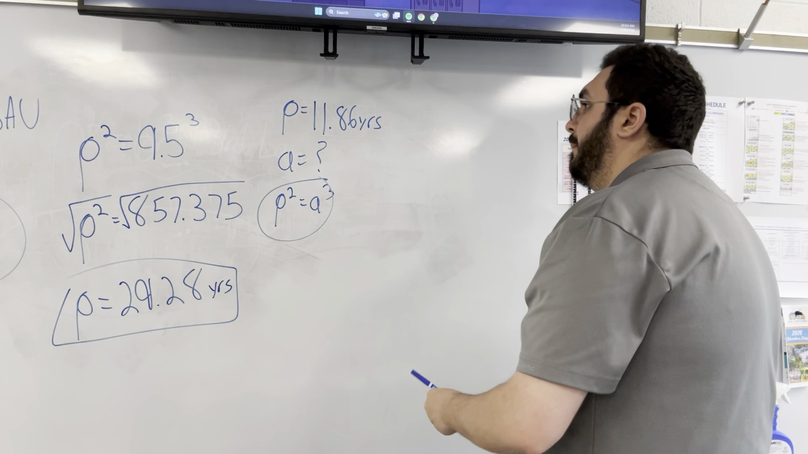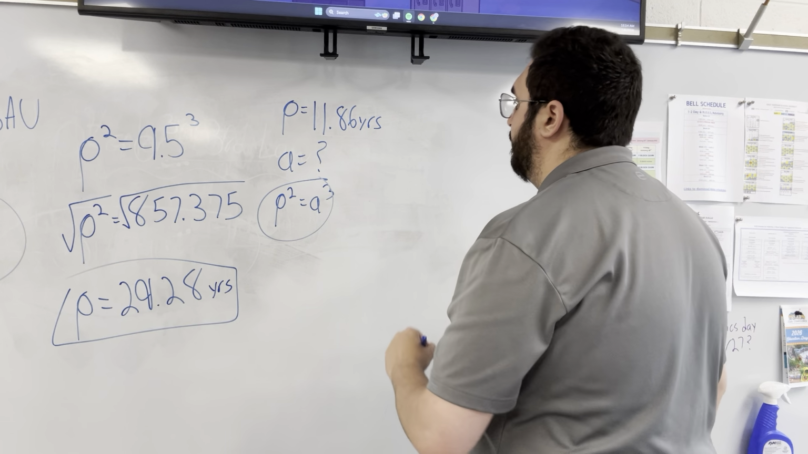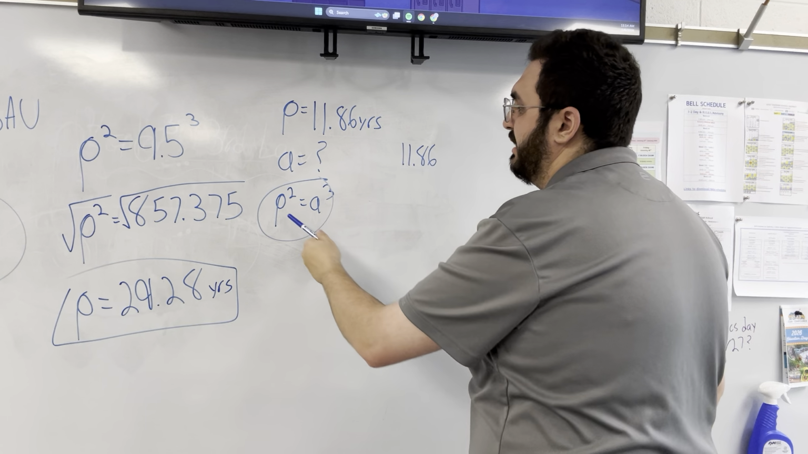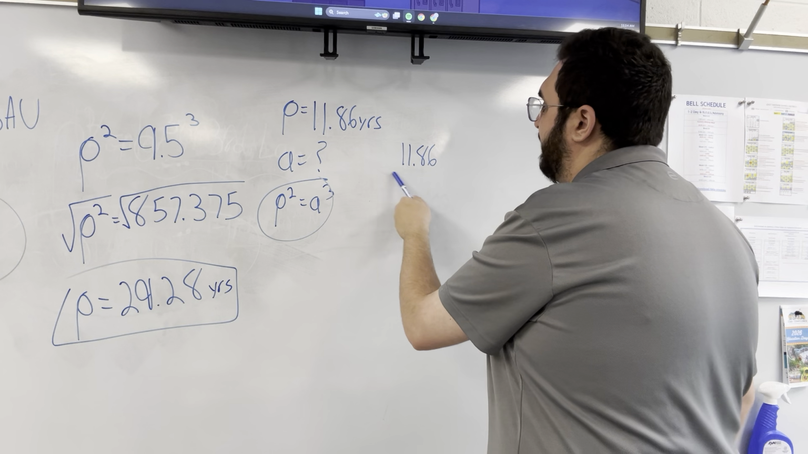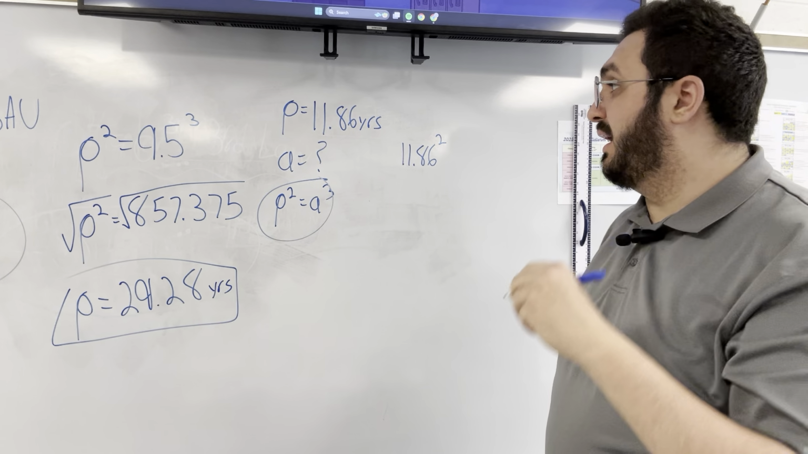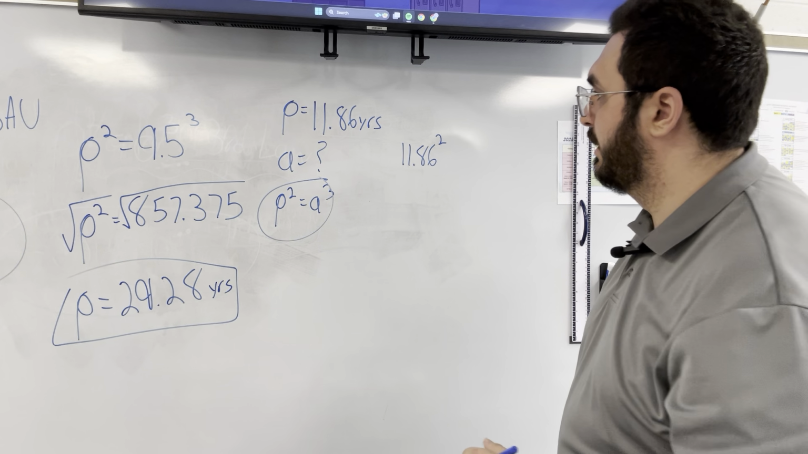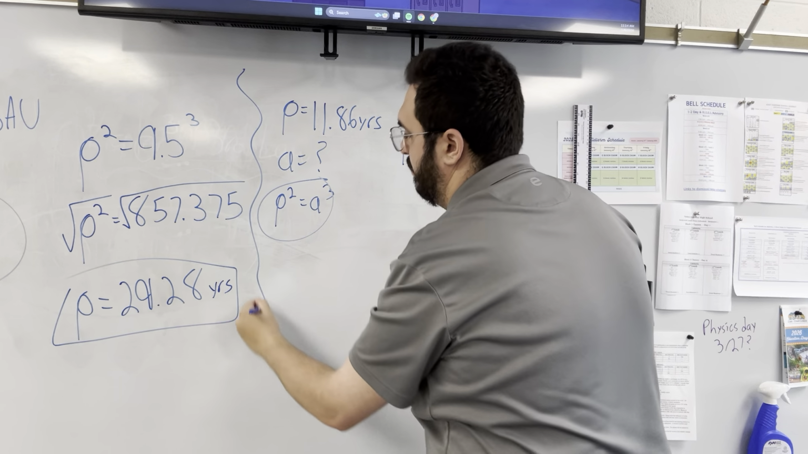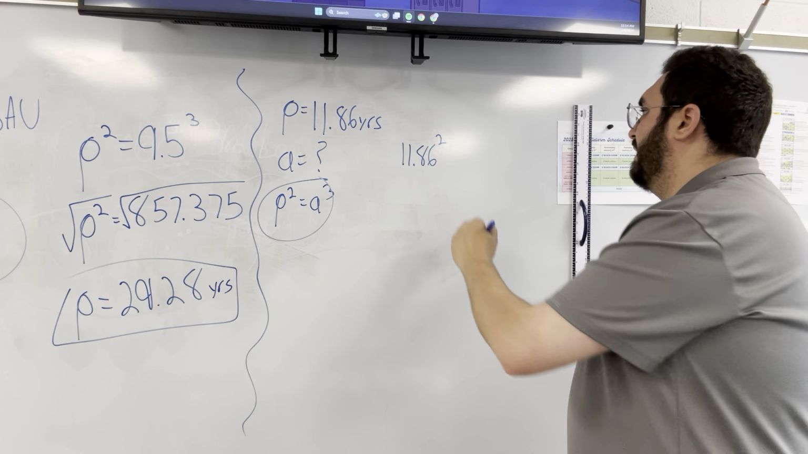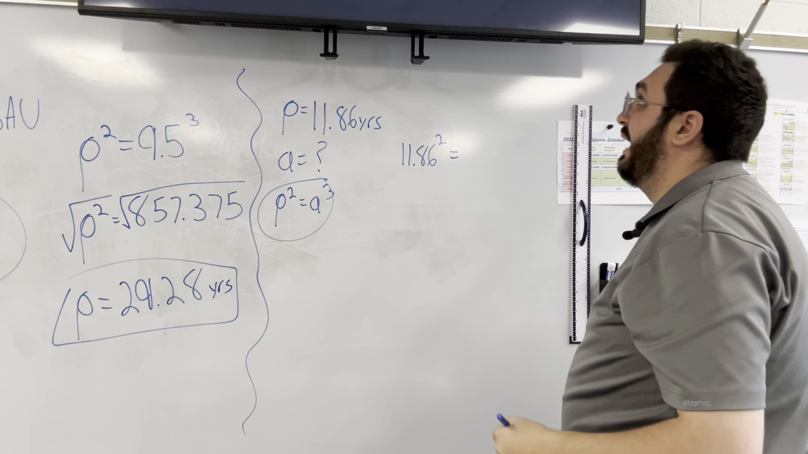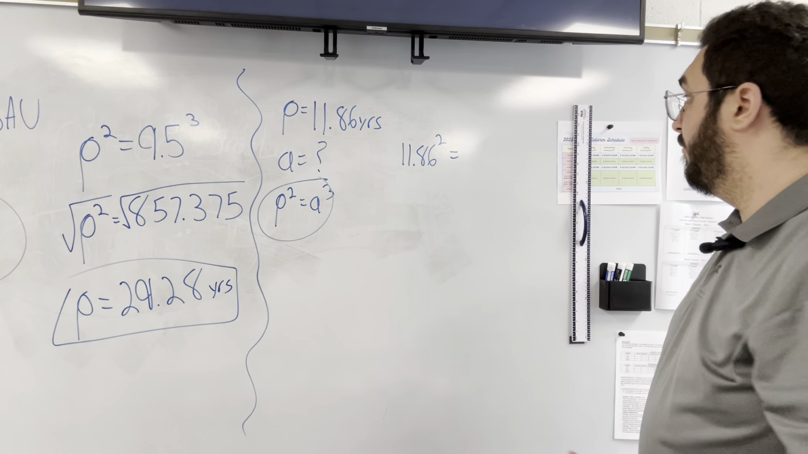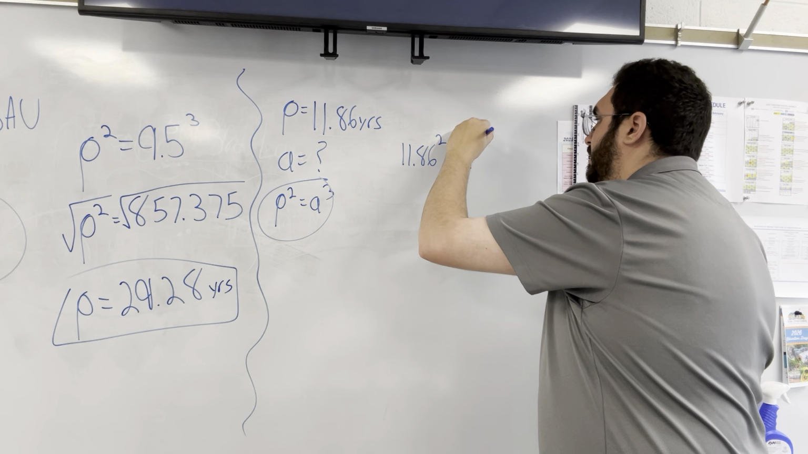So P squared, I know the value of P now, so that becomes 11.86. And since P is being squared in the formula, whatever value P is has to be squared when we do the actual math out. So this is going to be 11.86 squared. I'm also just going to make a little line there so that we can see there's a difference here. That is going to be equal to A cubed. Now, A, we don't know what it is yet, so therefore, that just stays as A cubed.